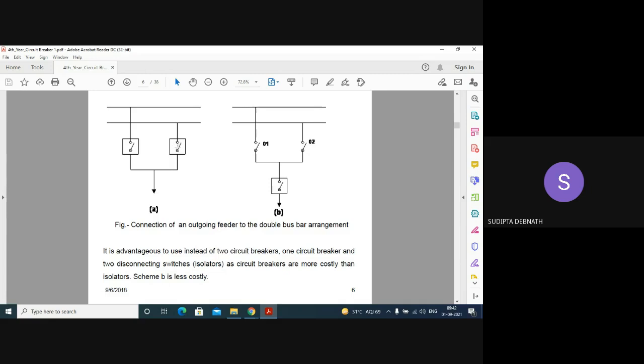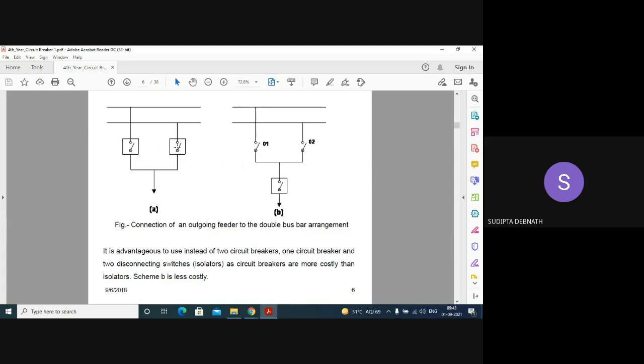Load break switches do not have that property, so they cannot be operated under loaded condition. It cannot be closed or opened under loaded condition. That can be done by the isolator. It should always be operated under no load condition, but the circuit breakers are operated under loaded condition.